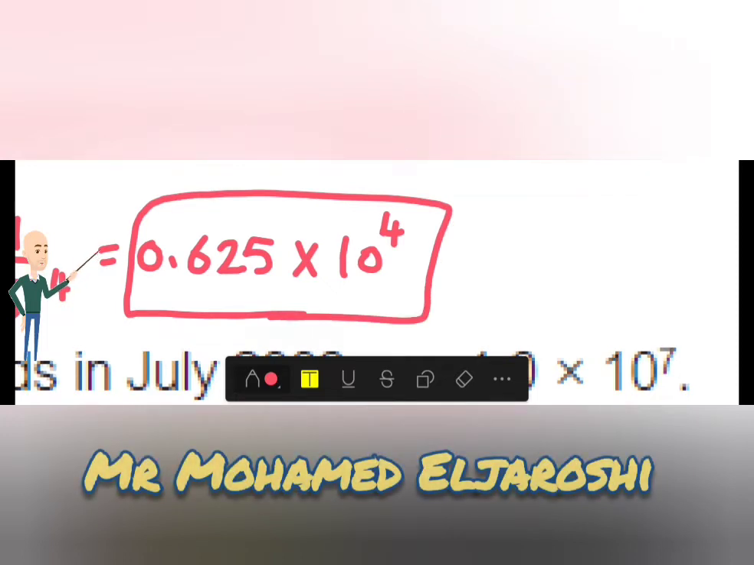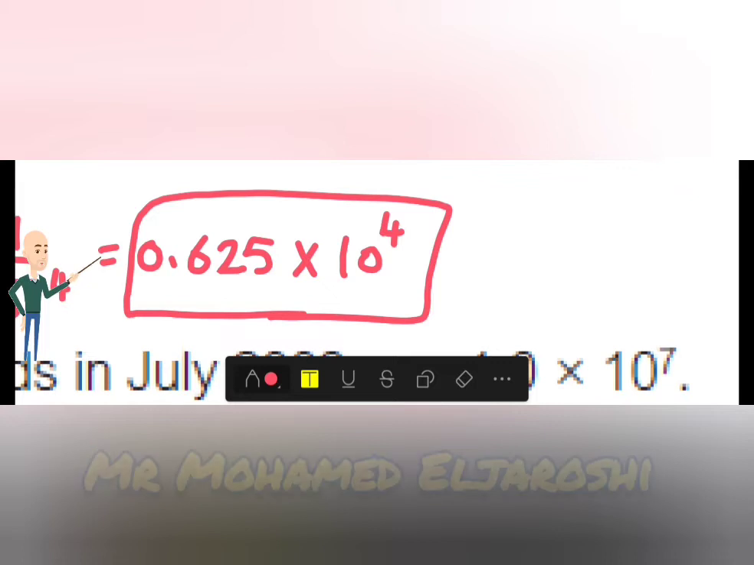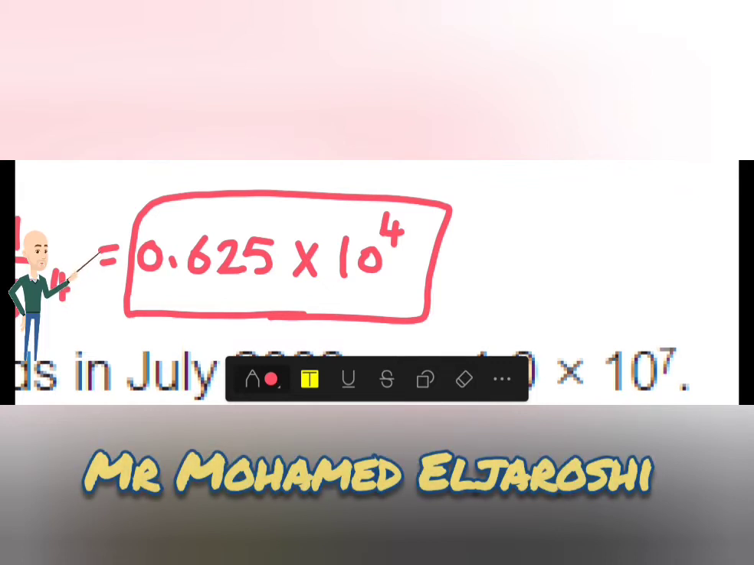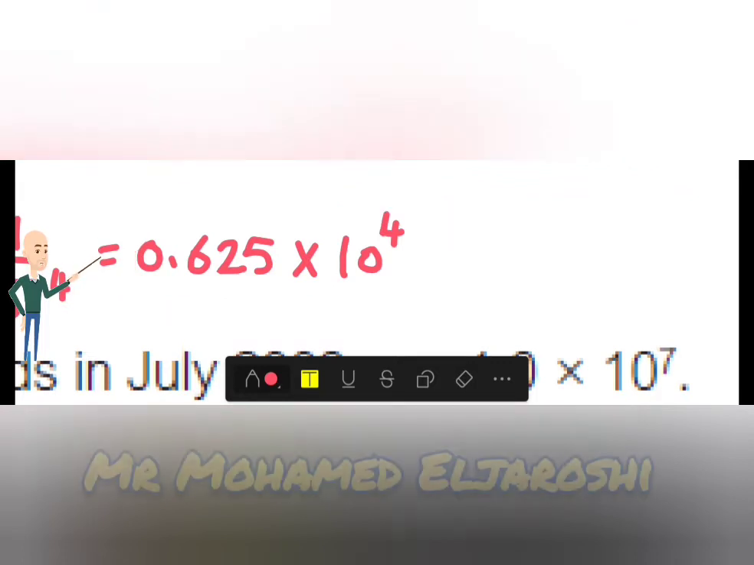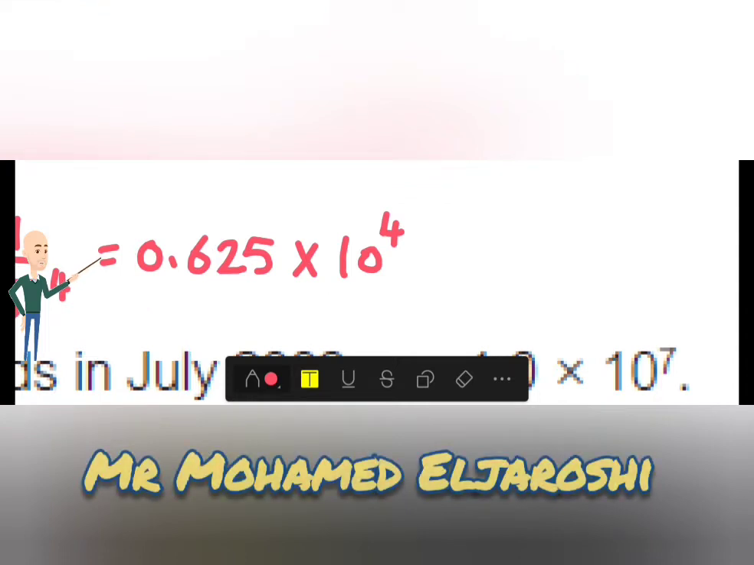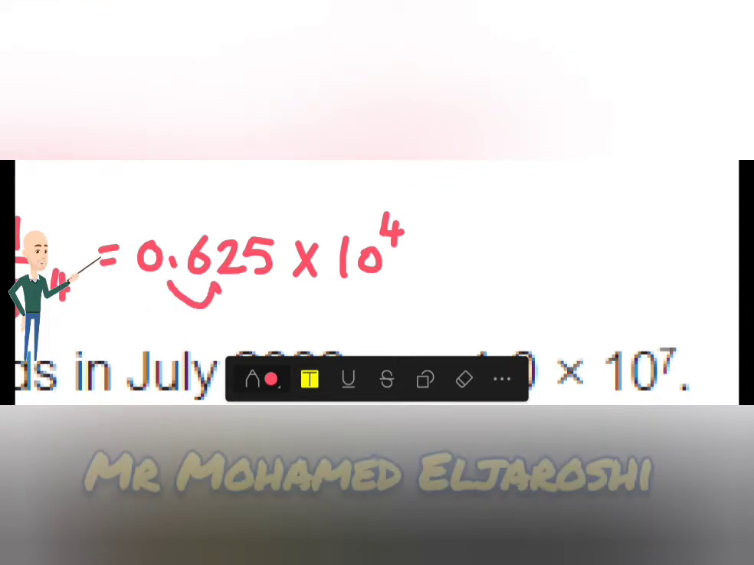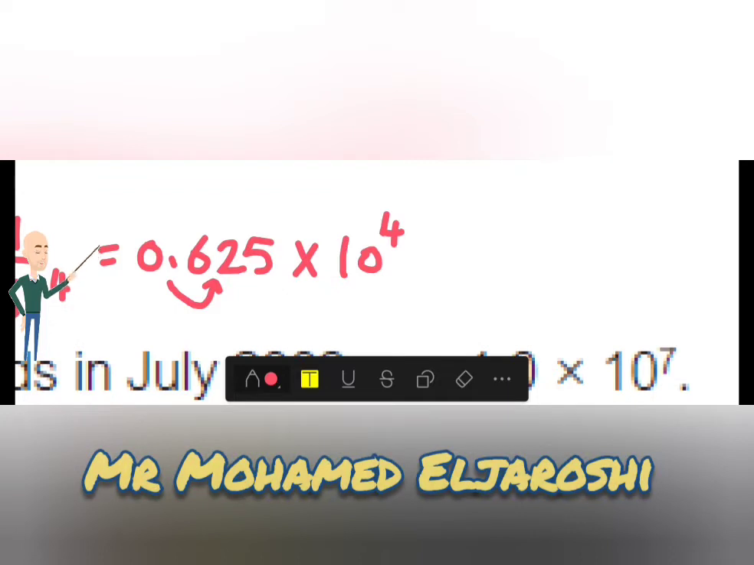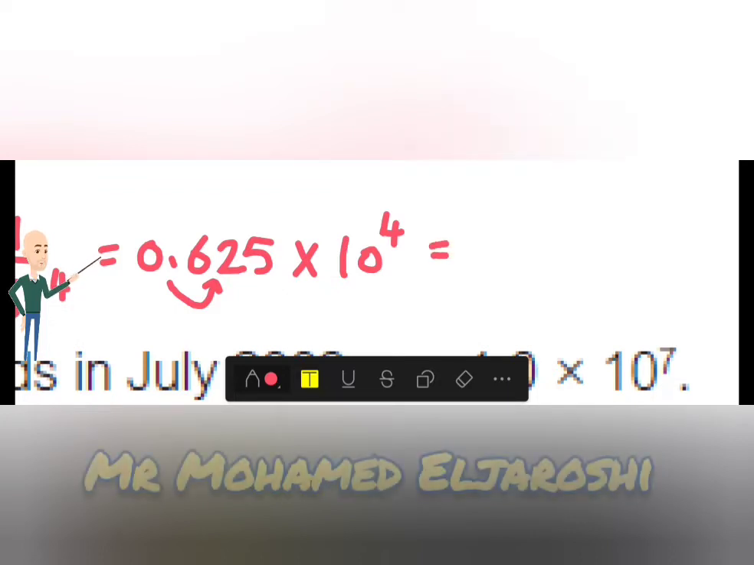Now, after doing this, we check if this is in standard form or not. So 0.625 multiplied by 10 power of 4 is not a standard number. So we have to make it a standard number. How do we do this? By moving the decimal point to this side one time. So it's going to be what? Very good.